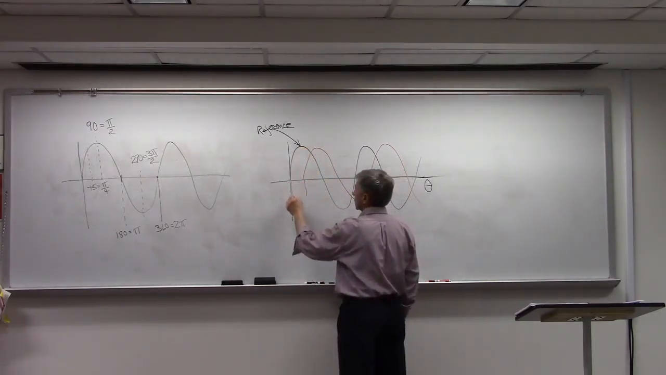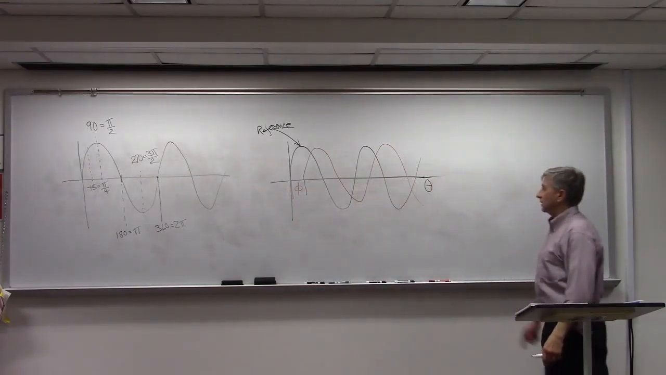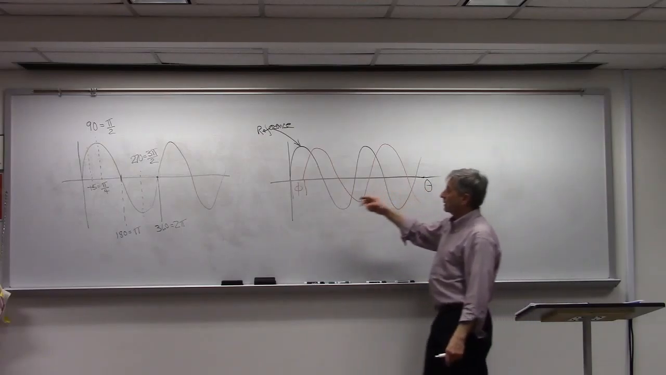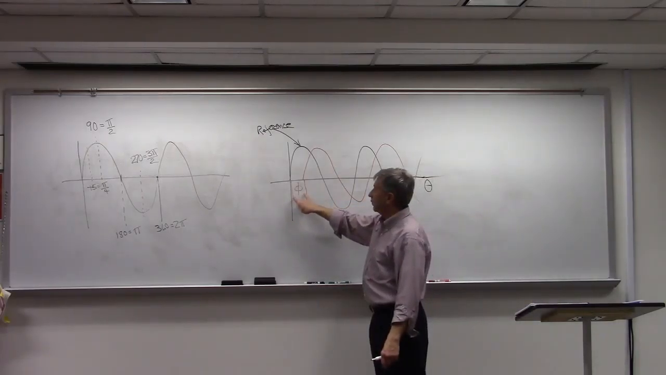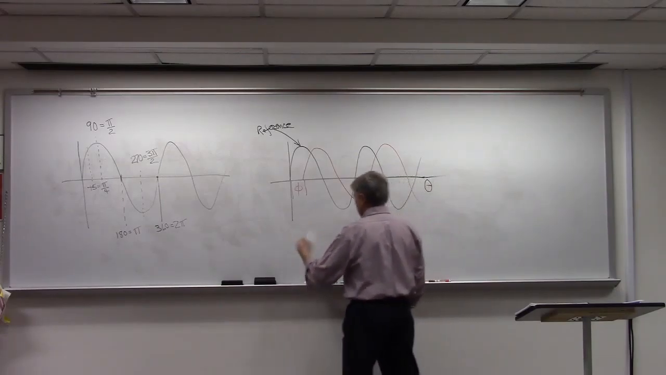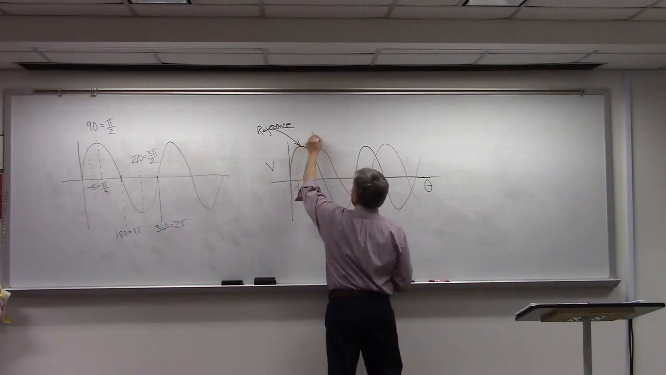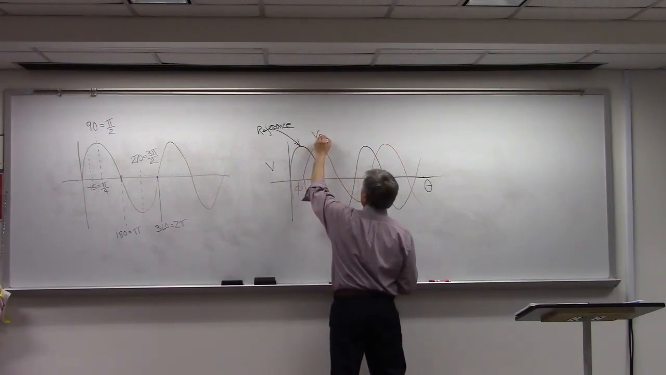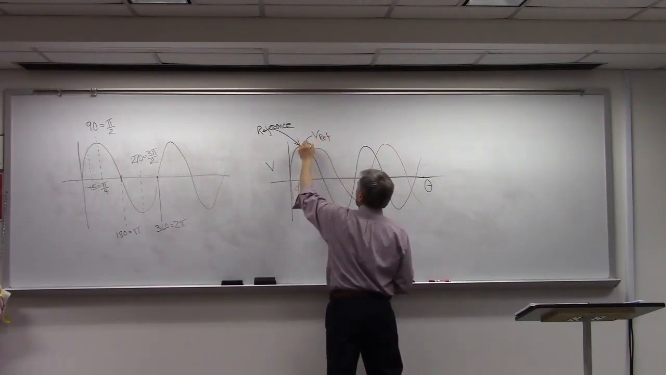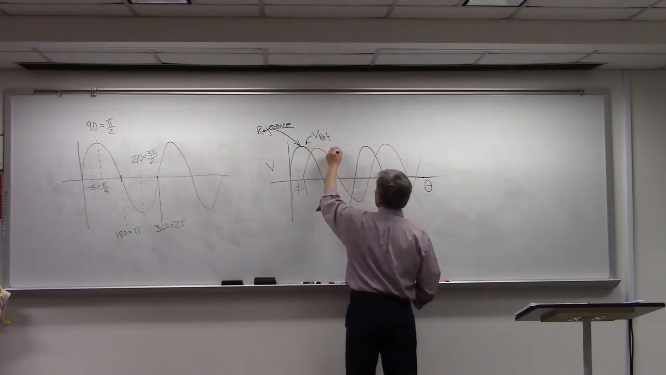But we're going to pick this. We're going to call that angle phi. So this is theta, and the difference between these two waveforms is this angle right here. And let's just say this is voltage. So we have V1, which I'm going to call V reference. And this now is going to be V2.